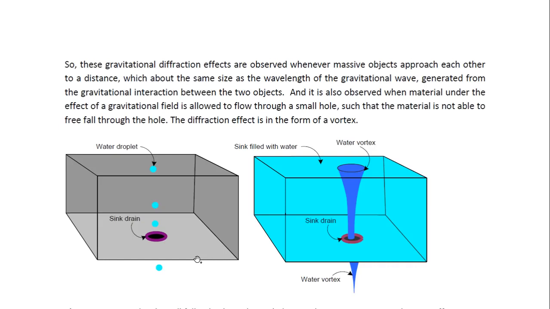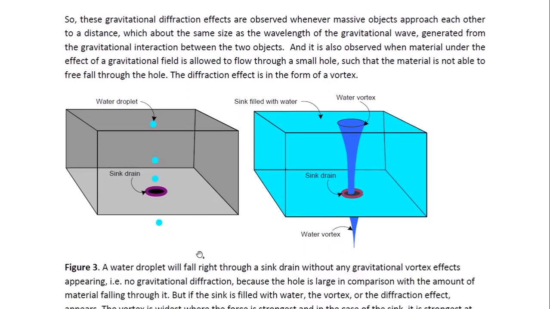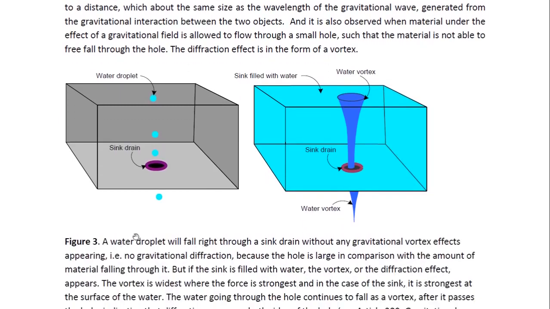Now, these gravitational diffraction effects are observed whenever massive objects approach each other to a distance about the same size as the wavelength of the gravitational wave generated from the gravitational interaction between the two objects. And it is also observed when material under the effect of a gravitational field is allowed to flow through a small hole, such that the material is not able to free fall through the hole. The diffraction effect is in the form of a vortex, and this is illustrated here.